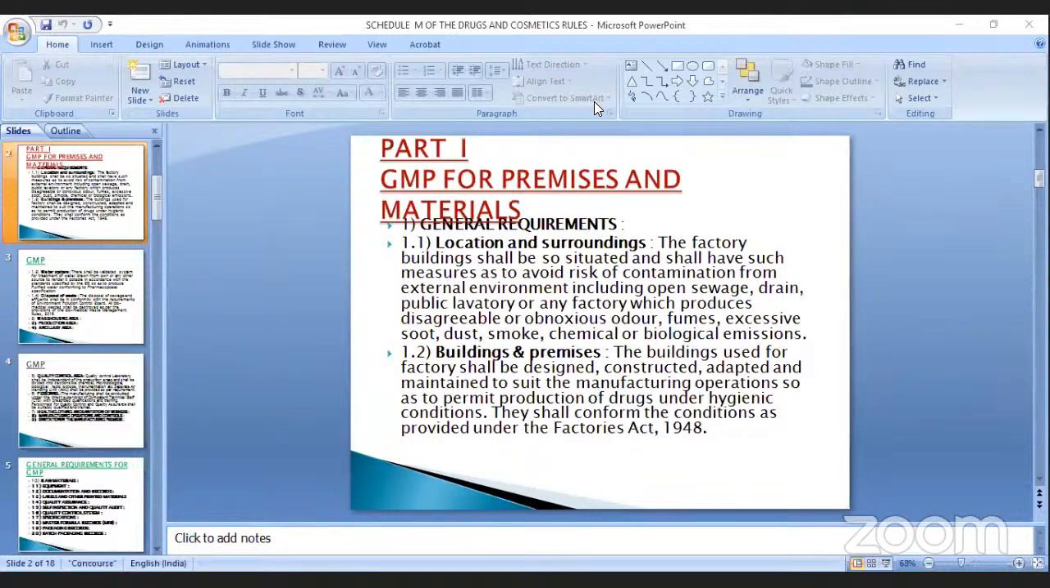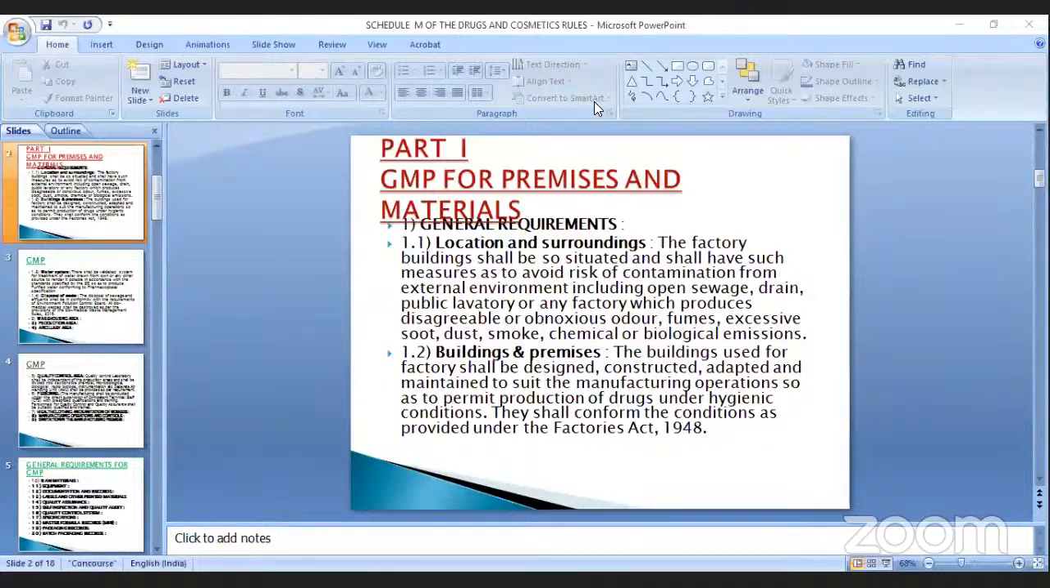Proper drainage system should be there in the building. What do we mean by the proper drainage system? That means that the drainage shall be of adequate size, and it shall be designed so as to prevent backflow. Also, it can prevent the insects and rodents entering into the premises.